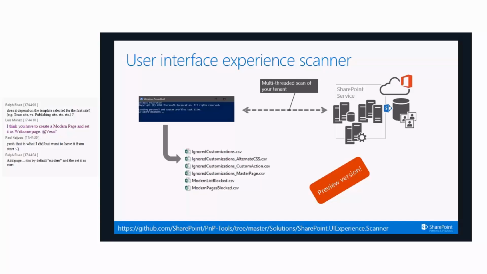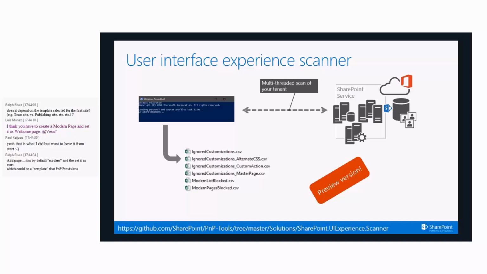And we'll do a multi-threaded scan of your tenant. The multi-threaded part is important because this can take a while. Remember that it will have to scan each site, each web, and each list. For each list, it will do a kind of deep dive inside the list to detect what list features are not compatible.